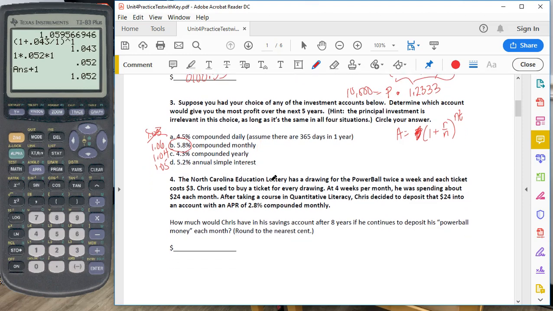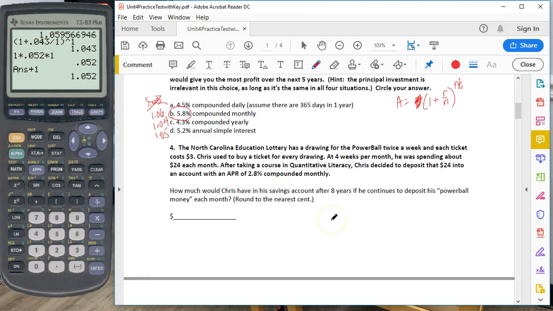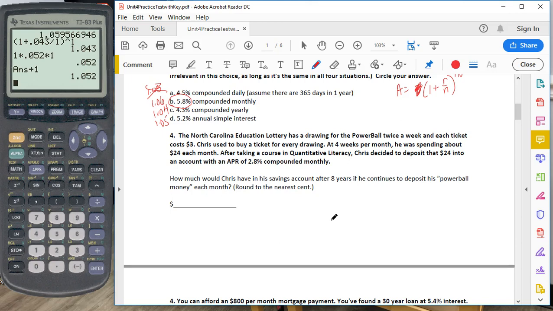Number 4. So North Carolina Education Lottery is a drawing for the Powerball twice a week. We just had a lot of big Powerball winners not too far from here. One was in South Carolina. Each ticket costs $3. It's actually $2, but we're going to pretend for this problem it's $3. And Chris used to buy a ticket for every drawing, which is weekly. So every week for the month he bought. We're going to assume 4 weeks in a month.